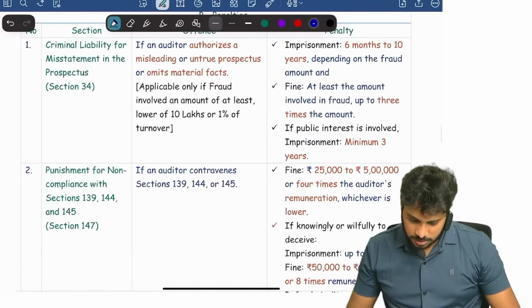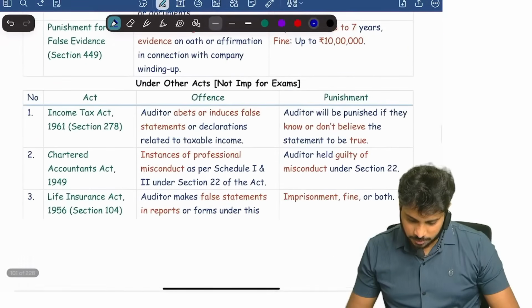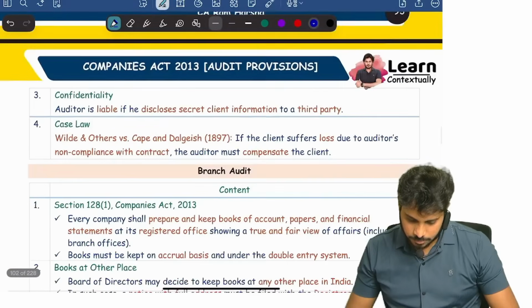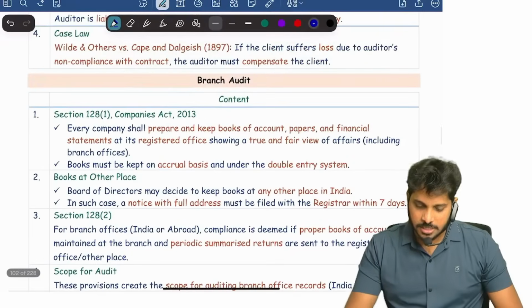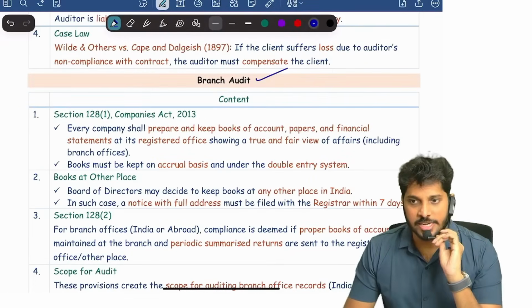Then there are some liabilities of the auditor, which we call penalty provisions. Then I will discuss the branch audit provision. Now who can be appointed as a branch auditor?